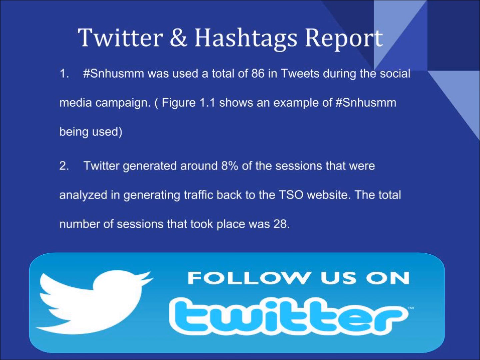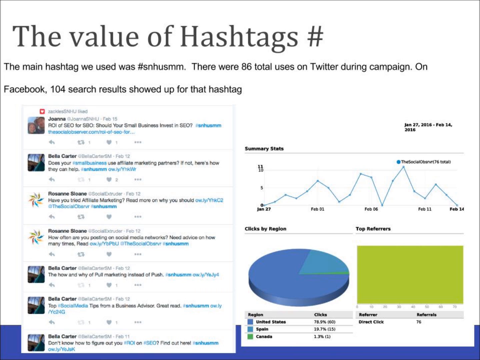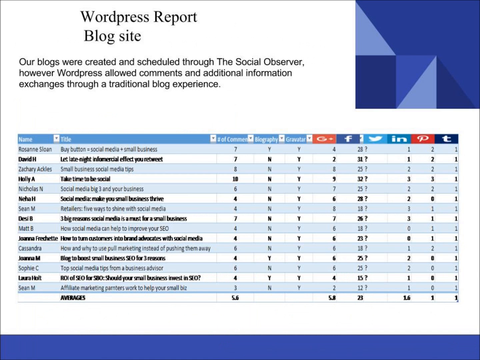The Twitter and hashtags report showed that the Twitter campaign used each team member's personal accounts to help promote articles that were featured on the TSO website. The main hashtag used for Twitter was hashtag SNHUSMM. So this hashtag proved to be very popular and helped gauge interest among users on Twitter. In total, there were 18 new followers for the Social Observer, and Twitter followers increased by 4.4%.